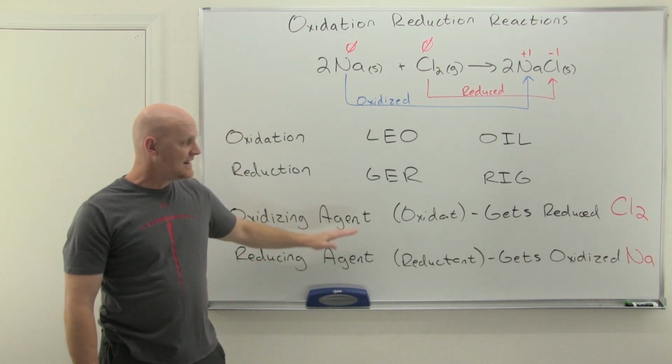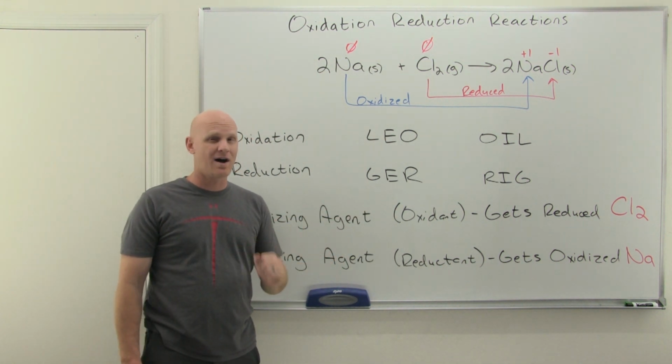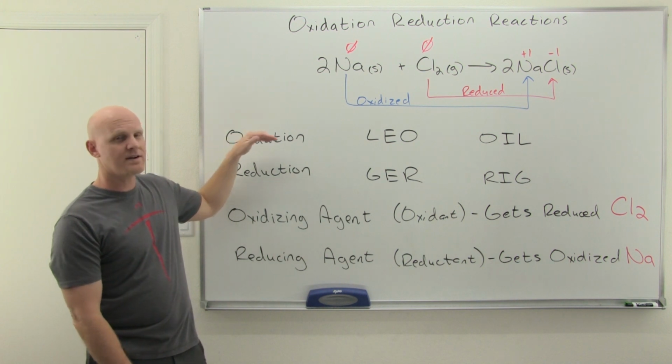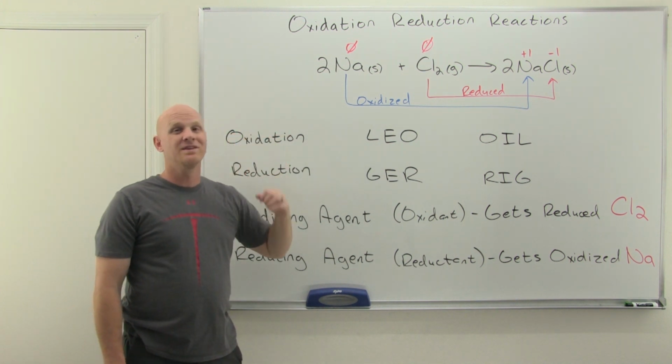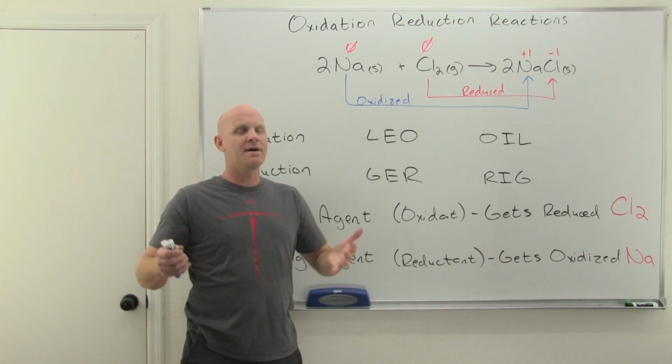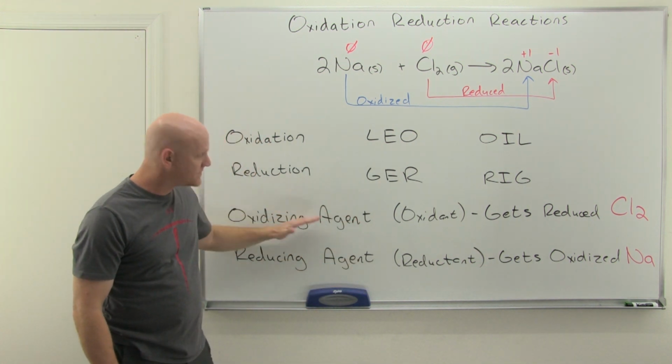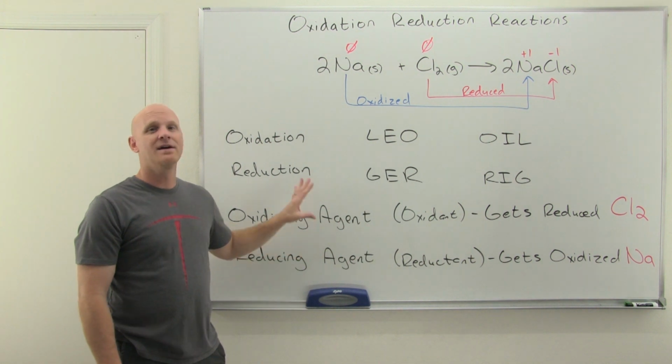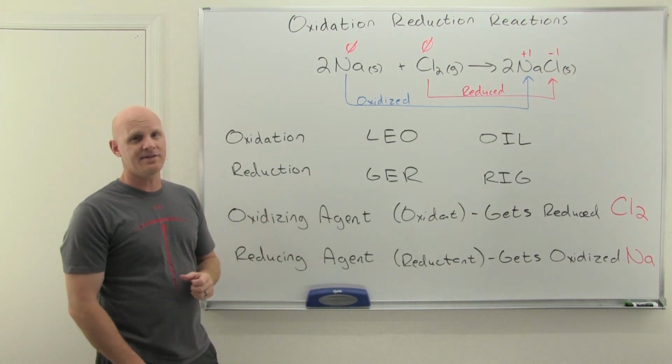And when you name an agent, you have to name the entire compound. That's going to be important because when you are just assigning who gets oxidized and who gets reduced, you can identify an individual element within a compound, or you could just say it happened to the whole compound, and both are fine. But when you talk about the agents, it's the entire reactant species that you've got to identify.